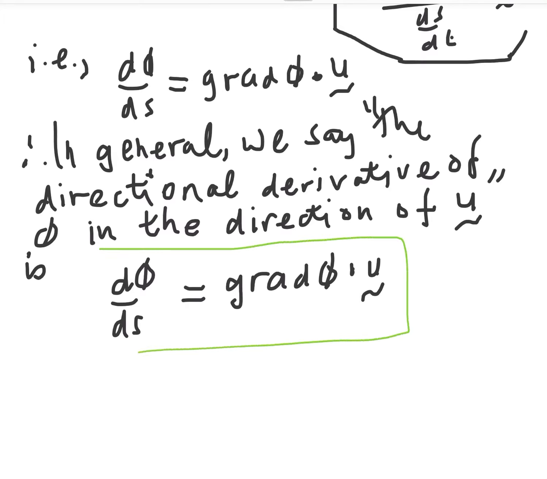So this is in essence the definition of the directional derivative in the direction of the vector u. In particular, of course, we could take the direction vector to be the vector i, j, k, in which case the directional derivative reduces to your partial derivative.